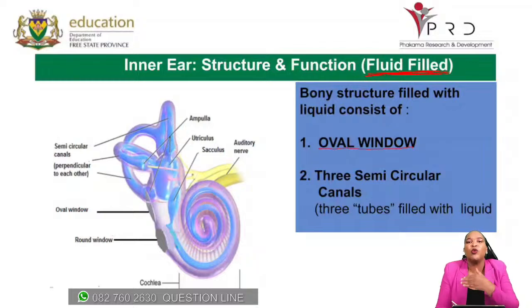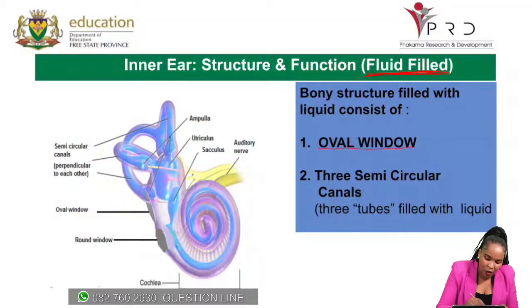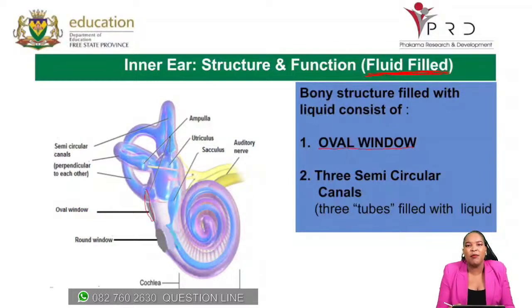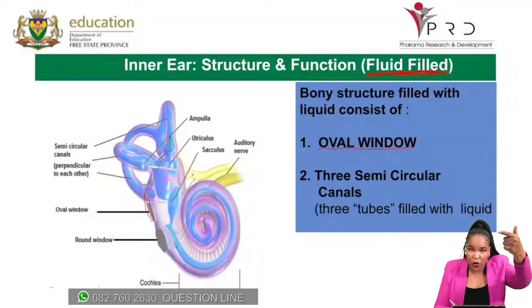How are you going to distinguish between the 2 windows? Because we have the oval window and the round window. Always check. The oval window takes the shape that looks like an oval. But sometimes some diagrams may not show it as an oval. They may just check that it is the first one. The one that is on top is the oval window.